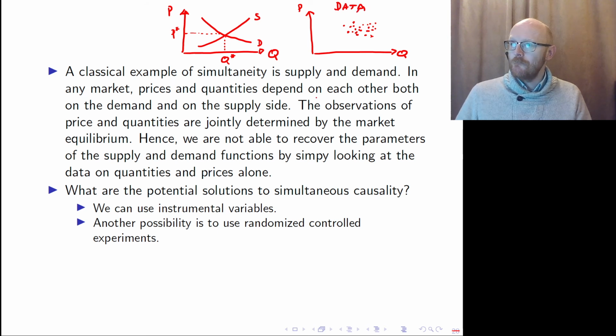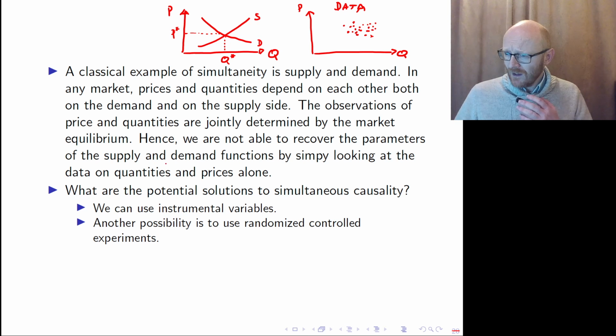Okay, so that's a quite classical example of this problem, and the problem is that they are jointly determined, like price and quantity are jointly determined, which means that you can't really decipher or separate one from the other in a very easy way.